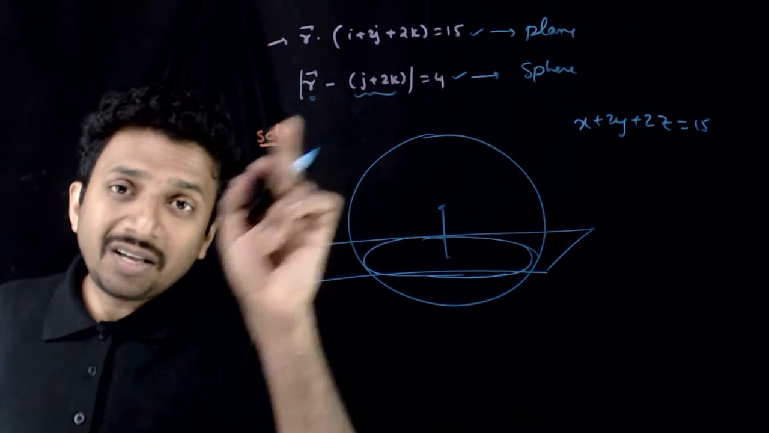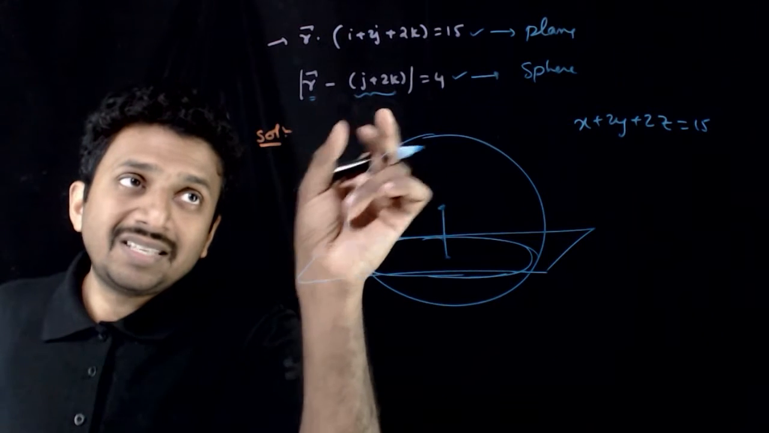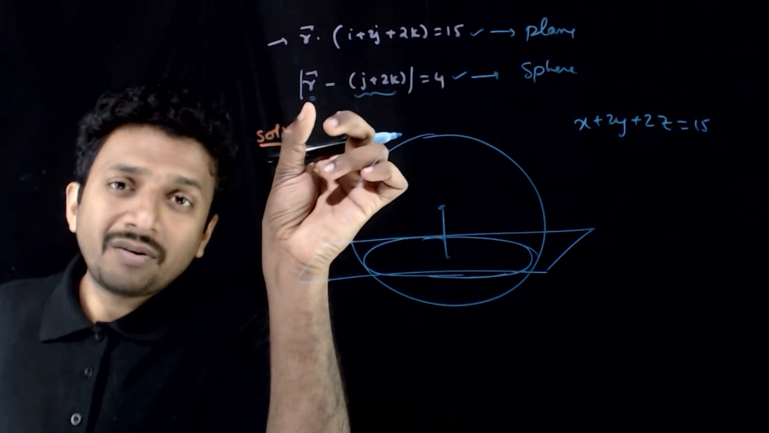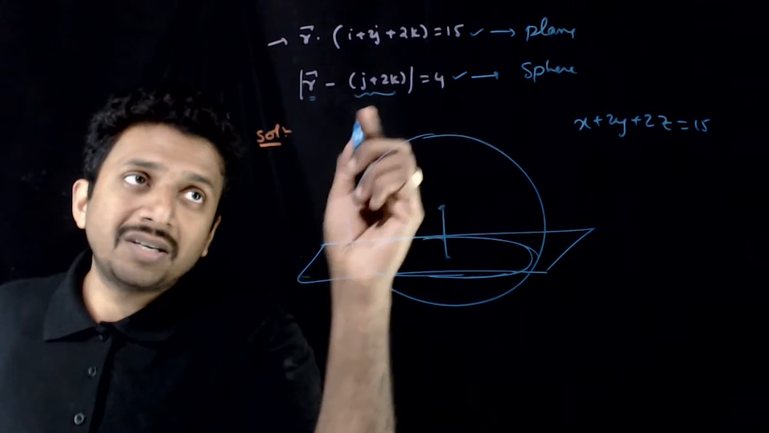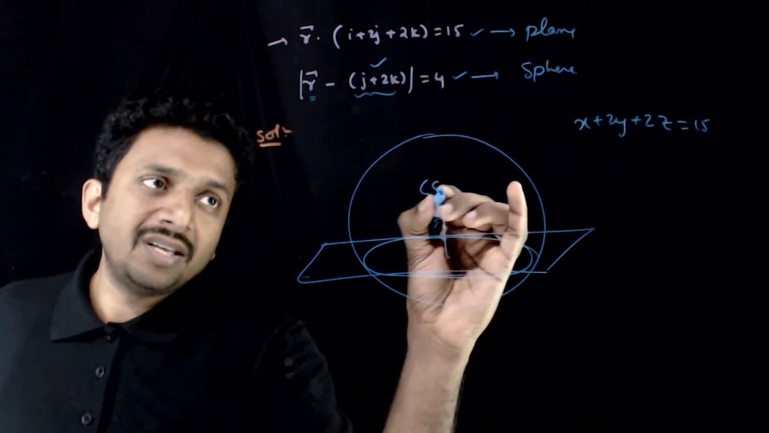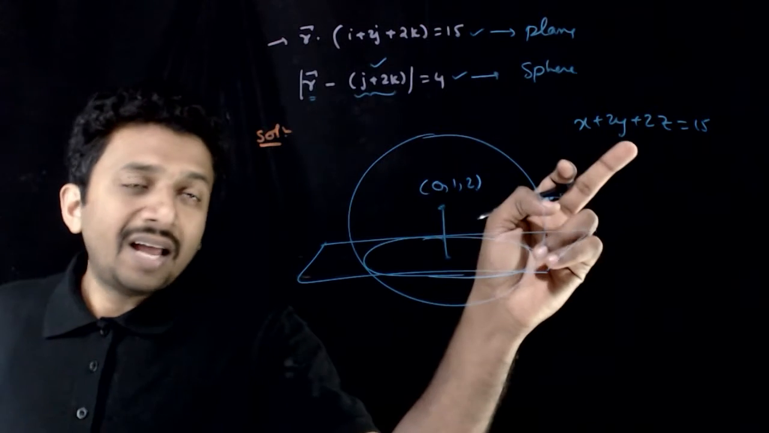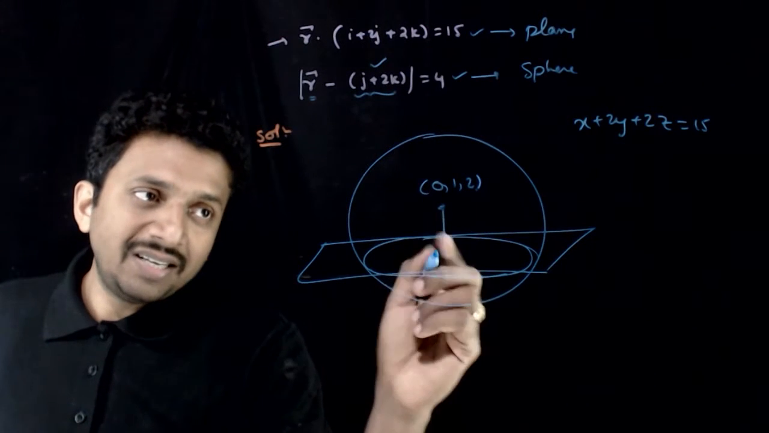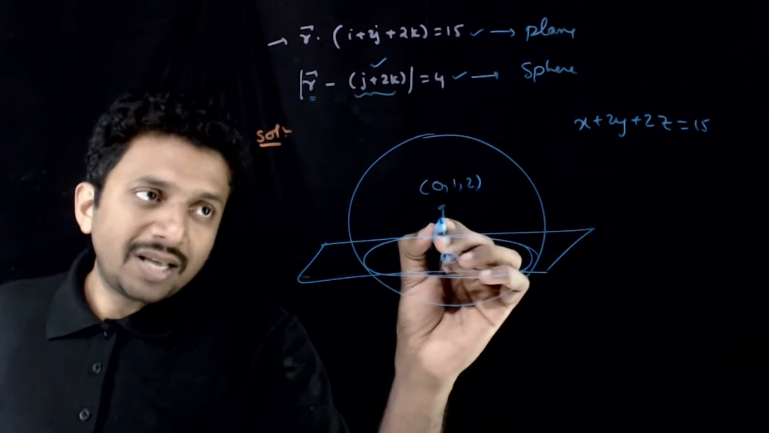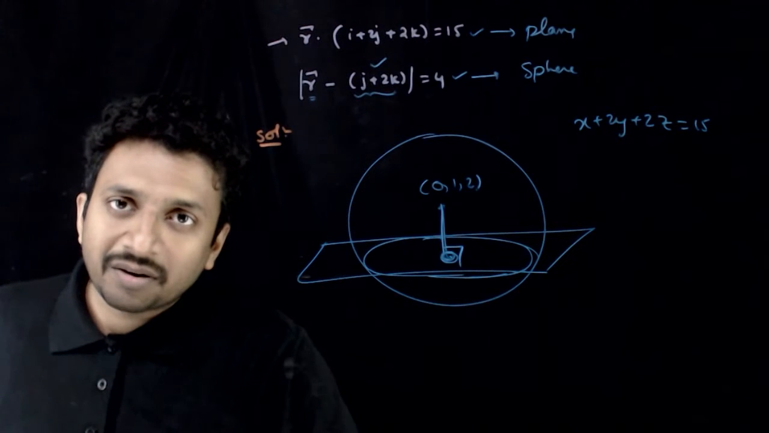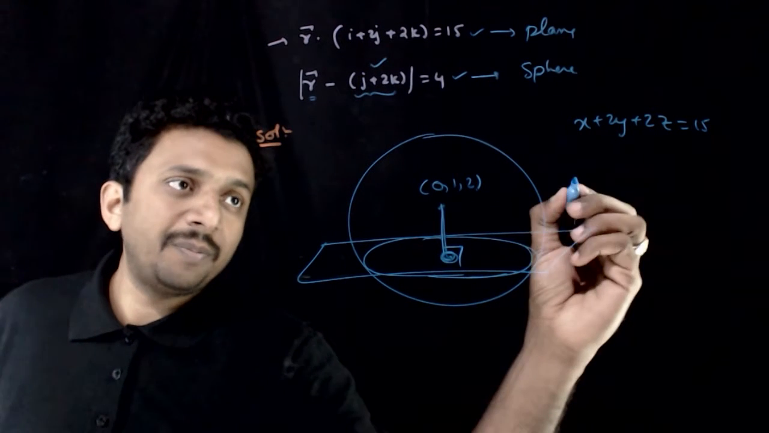And the center of the sphere, which is the distance from this point to any point, is equal to constant. So this will be the center. That is 0, 1, 2. So the center and the plane. So you just need the center of the circle. So I just need to find the foot of the perpendicular.